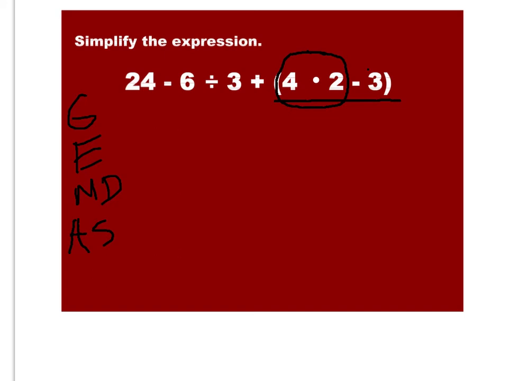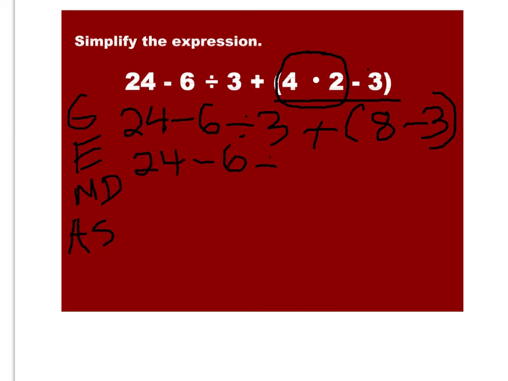So again, I'll copy down the problem. 24 minus 6 divided by 3 plus, now in this parentheses, I'm going to do 4 times 2. 4 times 2 is 8. Then I'll bring down the minus 3. All right, I still have parentheses, so I'm going to bring stuff down again. 24 minus 6 divided by 3 plus, now 8 minus 3 is my parentheses, and that equals 5. My parentheses are gone, so cross that grouping symbol off.